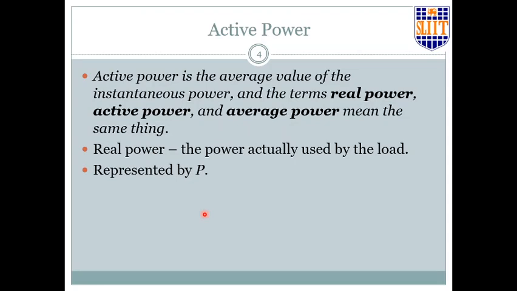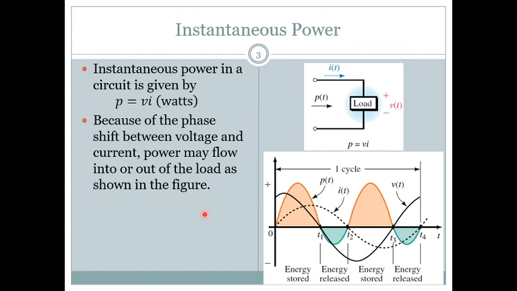As you can see, this is completely different from what we saw with DC, because in the case of DC, it is a constant voltage and a constant current, so power was always going into the load, but now it is not the case. So we will take into consideration several parameters that we consider in power.